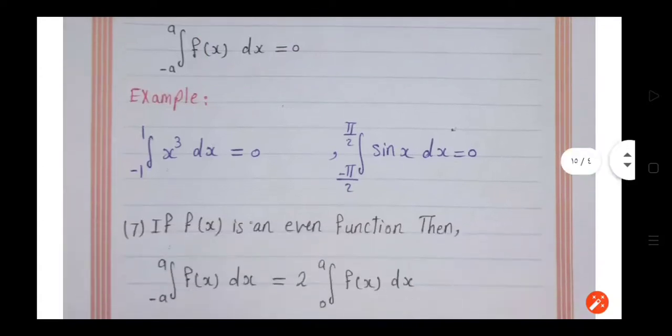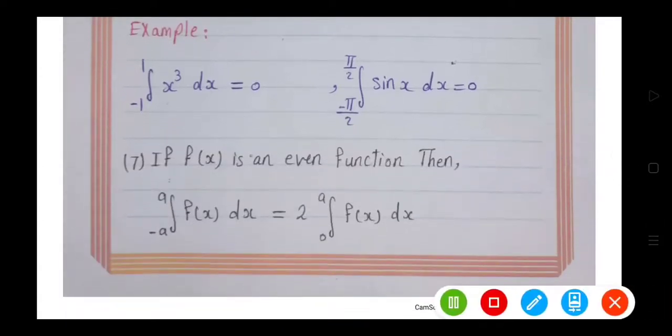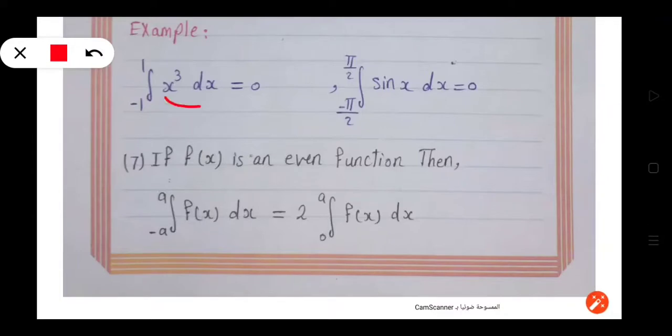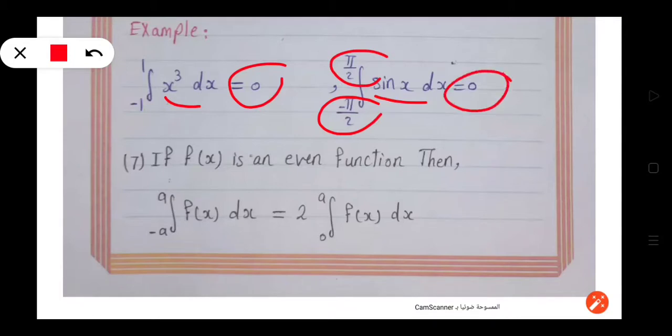For example, integration from negative 1 to 1 of x cubed. We notice that x cubed is an odd function, as the power is odd, so the function is odd and the result will equal 0. And sine x is an odd function, and tan x is also an odd function, but cosine x is an even function. From negative pi over 2 to pi over 2, that means that the result will equal 0, depending on property 6.